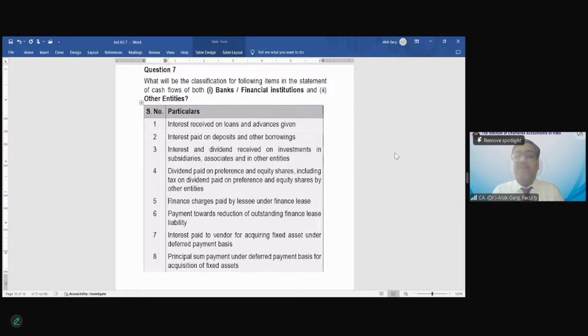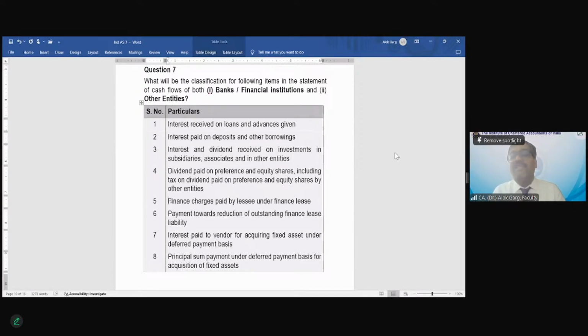Finance charges paid by a lessee under a finance lease. So the lessee has entered into a finance lease arrangement, and a finance lease is more like what? It's a debt, it's a loan, right? It's more like an interest on a loan. So it will be a financing activity for both the entities, or would it be different?